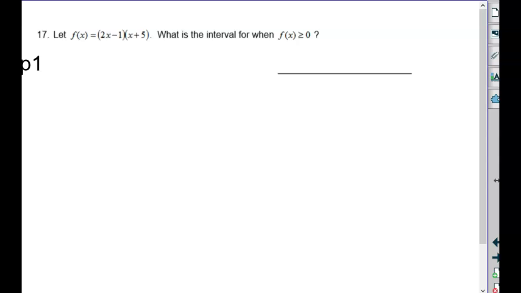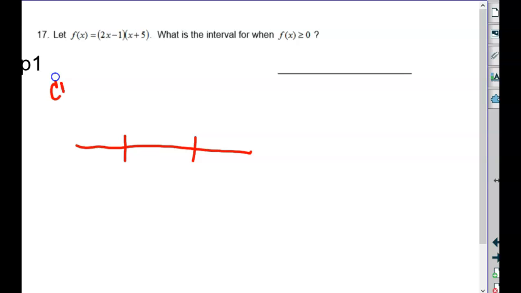Number 17 is also on part 1. Do not FOIL this together. It is factored for you. It says find the interval where this function is greater than or equal to 0. So what did we do? It's this business. Do you remember these? And then you figure out where it works.